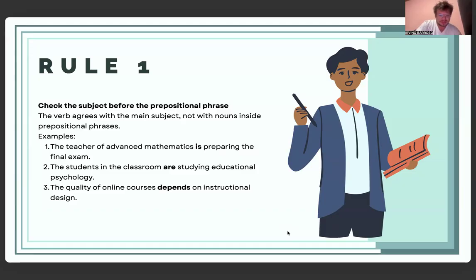This topic is fundamental for clear communication in educational contexts. Let's begin. For example, check the subject before the prepositional phrase. The verb agrees with the main subject, not with nouns inside prepositional phrases.